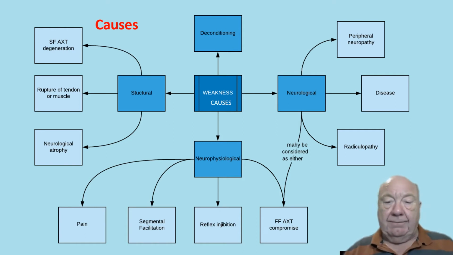Okay, now down at the bottom we've got neurophysiological. I think you're going to see much more weakness caused by neurophysiological problems than you will by the other two combined. So first off, we've got pain inhibition. Straightforward. You examine the patient, you resist in a test, pain comes on, the muscle gives way. Simple as that.